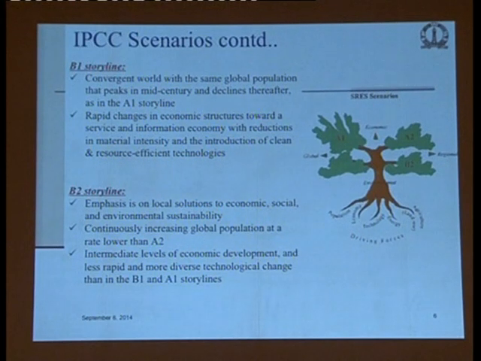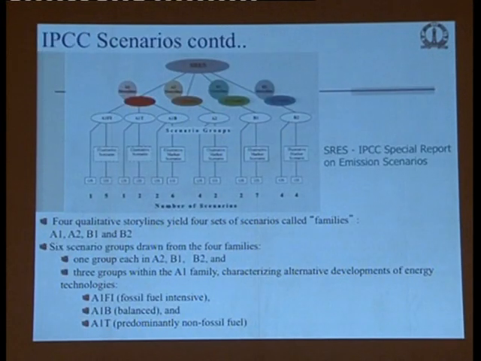So based on these major storylines, we talk about different possibilities. There are 6 scenarios developed. One, these 3 are A2, B1, B2, based on that. And A1 is the one expected to be most plausible.